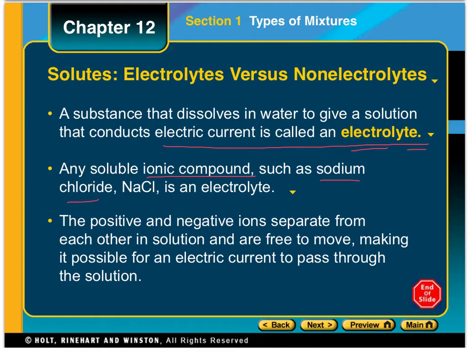Remember, an ionic compound has a metal, and then it also has a non-metal. More importantly, the first half is made up of a cation, or a positively charged particle, and the second half is made up of the anion, or the negatively charged particle. So the positive and negative ions separate from each other in solution and are free to move, making it possible for the electric current to pass through the solution. So remember, when you drop your sodium chloride, or your salt, into solution, it's popping off into those sodium ions and those chloride ions.